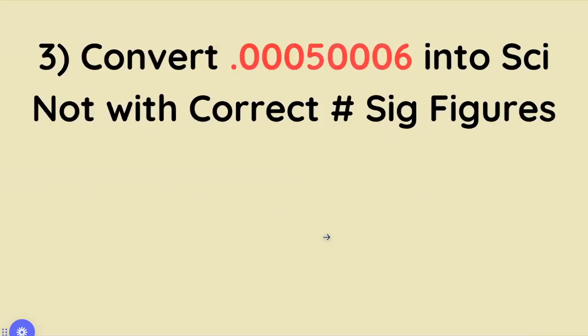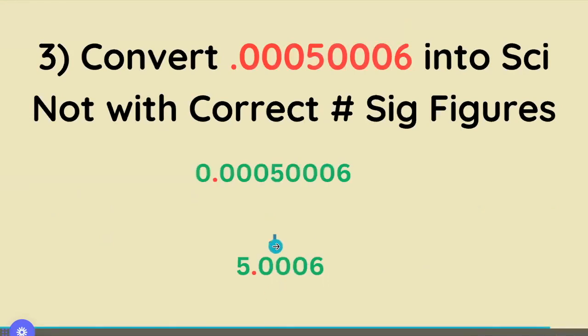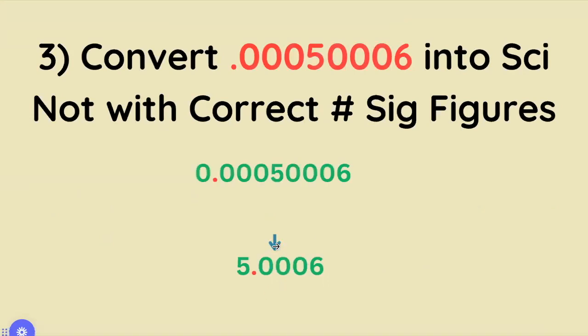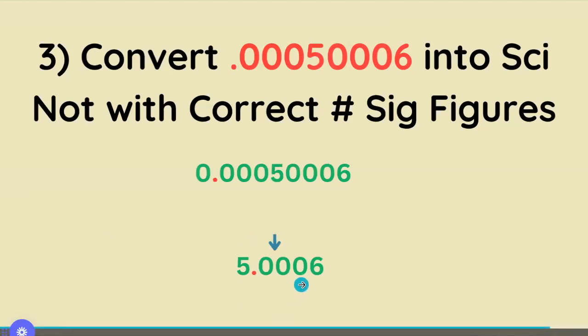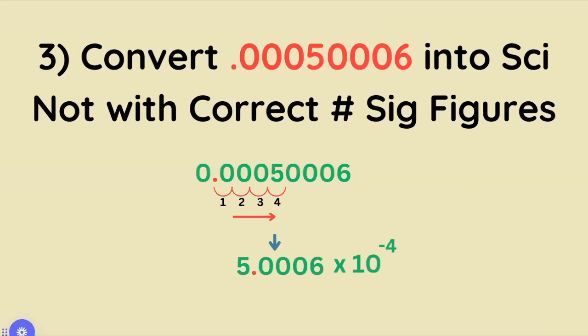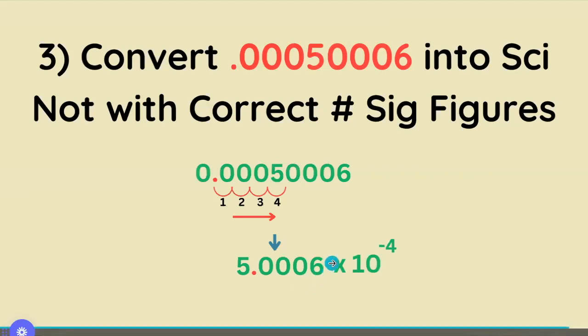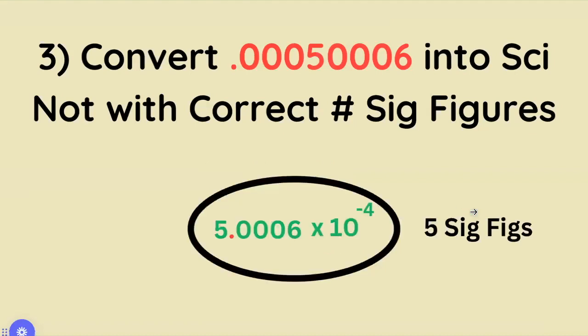Convert 0.00050006 into scientific notation with correct number of significant figures. First, let's derive our coefficient by moving the decimal place to right after the first non-zero digit. We get 5.0006. As we can see, we had to move the decimal to the right 4 times, so we multiply our coefficient by 10 to the negative 4. And that's our answer, and it has 5 significant figures.